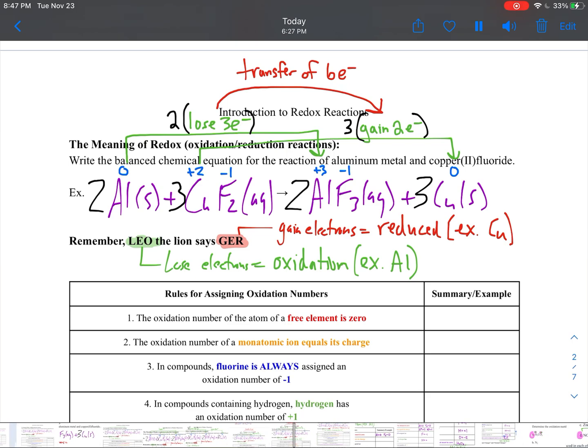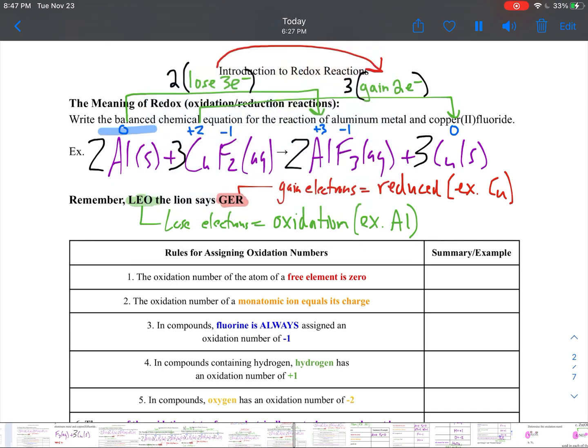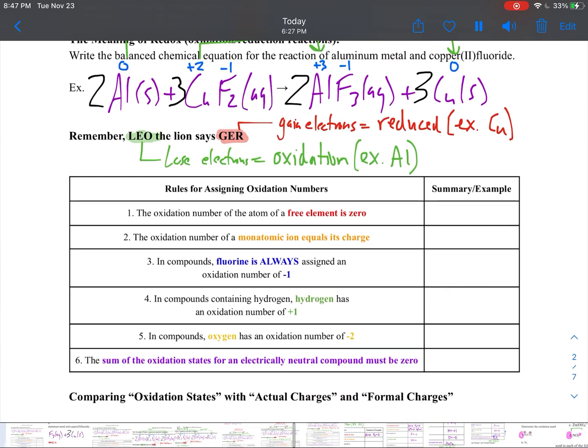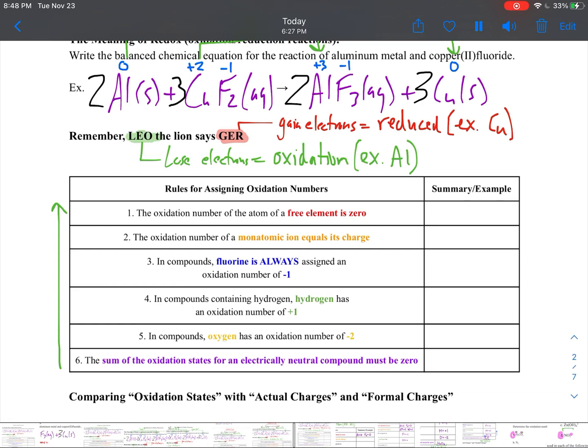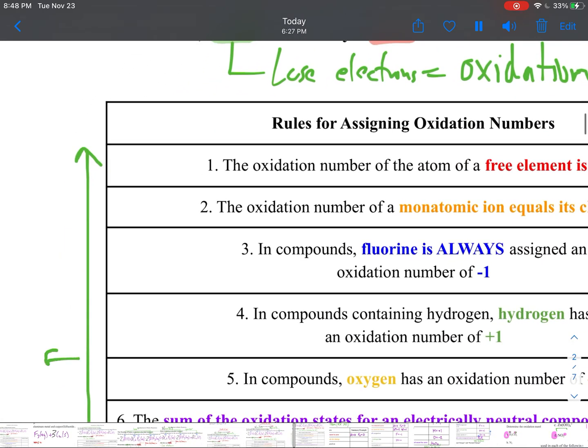The one thing that we haven't done now is talked about how we assign these oxidation numbers. I went through it fairly quickly, but there's a way of doing this. This chart right here goes through how to assign oxidation numbers. One thing you need to know is that this chart is organized on priority. Sometimes you'll get two conflicting ways of assigning oxidation numbers. In that case, you go with the one that is highest on the list.